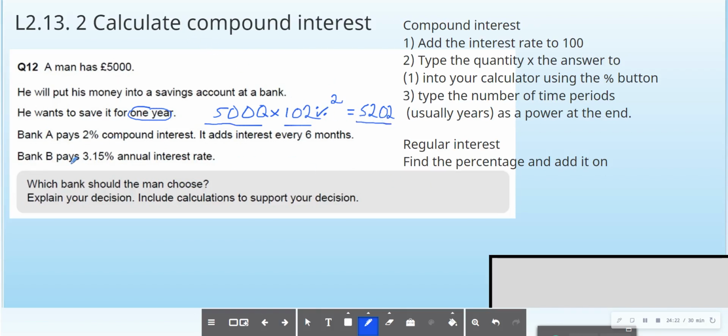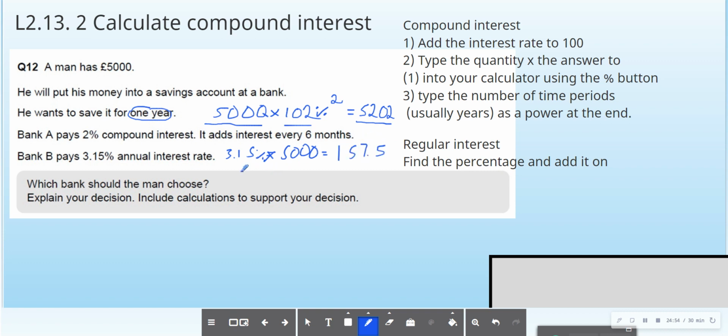Bank B, regular annual interest. We just work out the percentage, which is 3.15%. So shift ands times by the value. So 3.15% multiplied by 5,000. That gives us 157.5. So that's how much interest he's going to make.